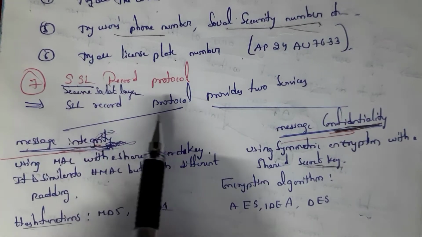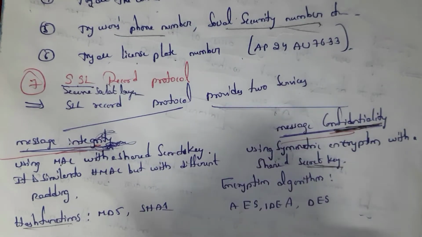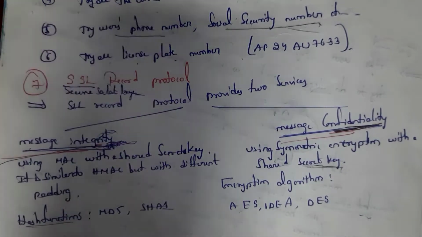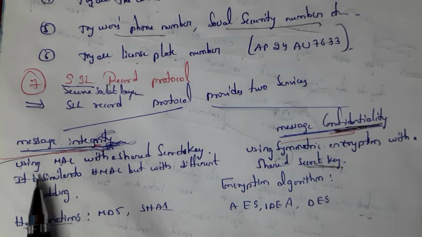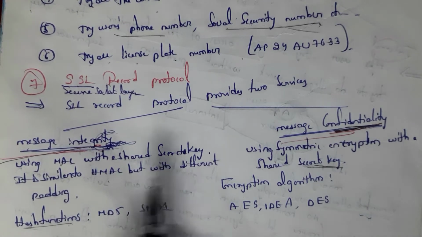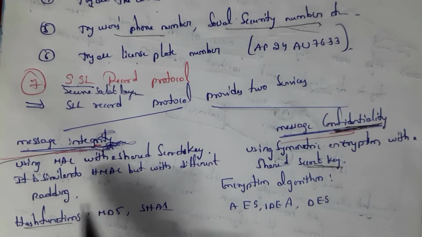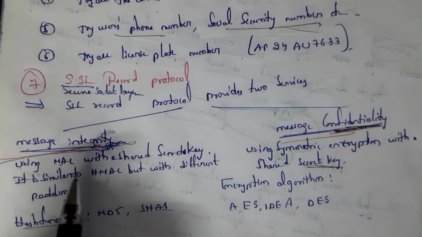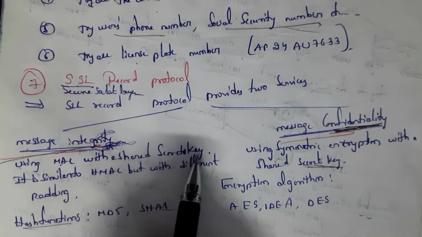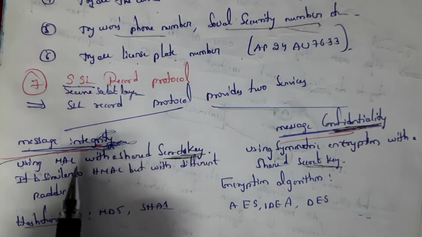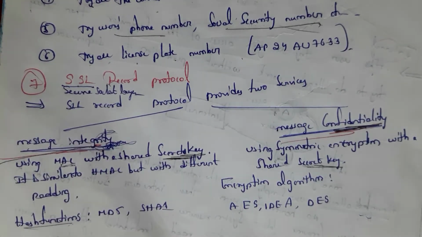Let's start our video. See, this Secure Socket Layer record protocol provides two kinds of services. First one is message integrity service and second one is message confidentiality service. Using MAC with a shared secret key, it is similar to HMAC. In this Secure Socket Layer, record protocol uses some secret key with MAC function in order to provide message integrity. Message integrity is nothing but keeping data without modifications.